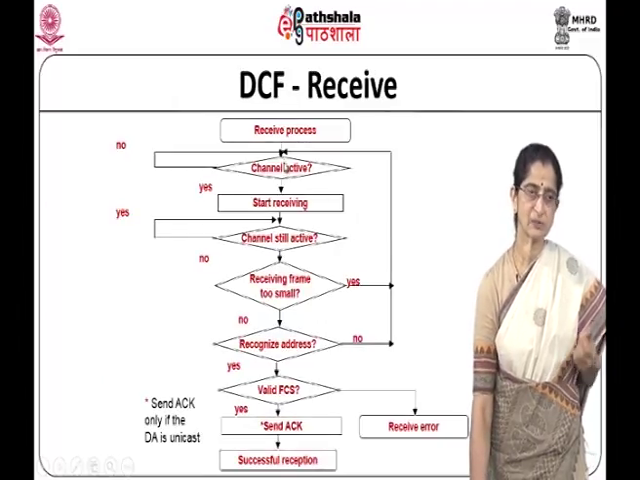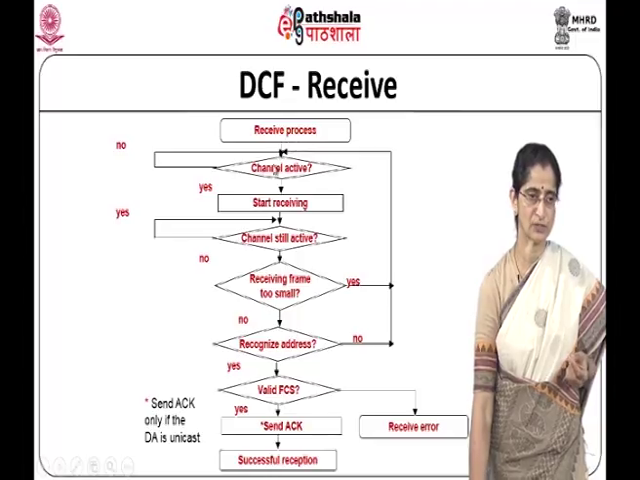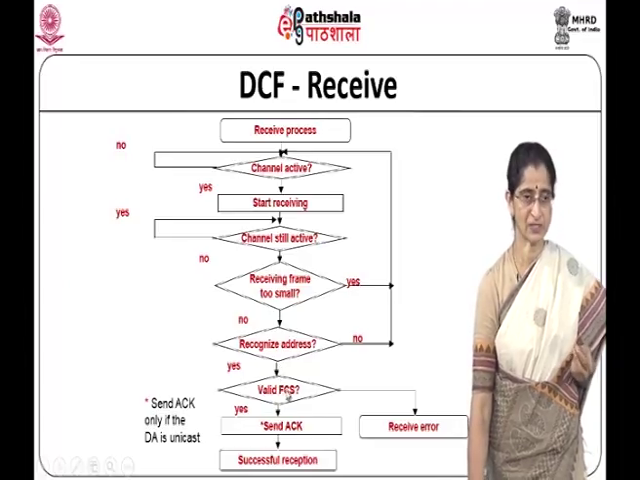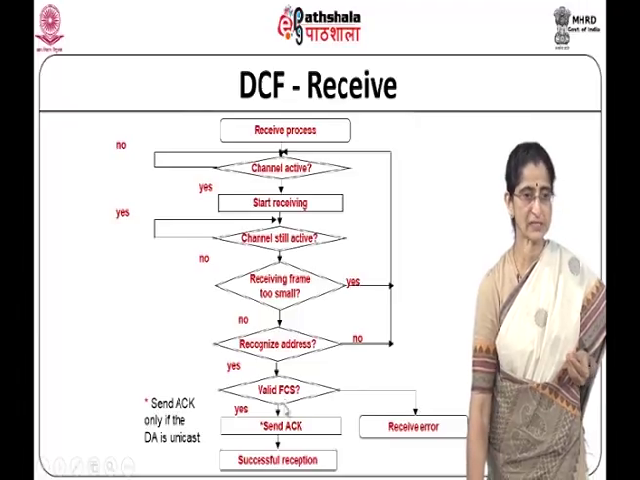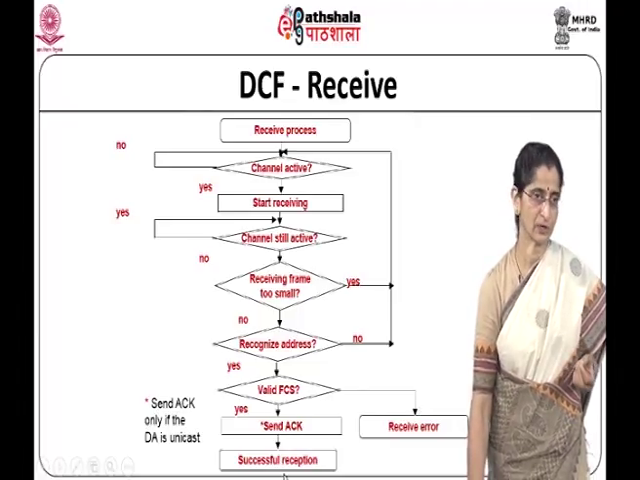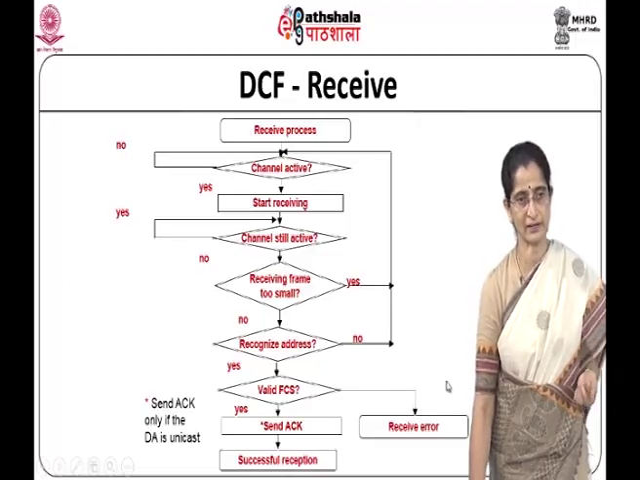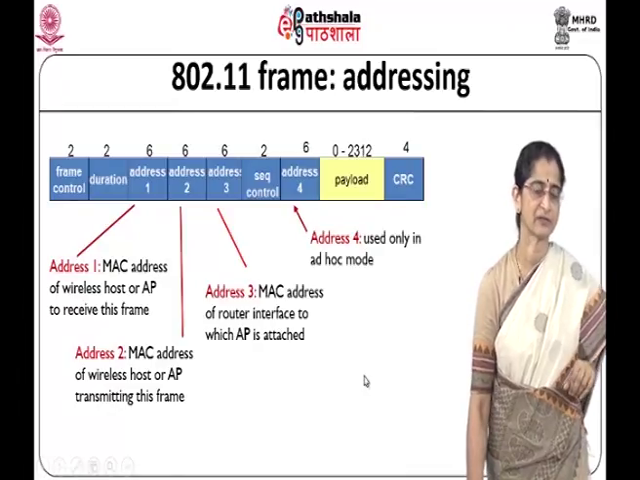On the receiver side, similarly you check whether the channel is active, you start receiving. If it is still active, you continue receiving. If the receiving frame is too small, then you know that something is wrong, so you go back to channel active. If you recognize the address, yes, fine, otherwise you go back again. And then you check whether it is a valid FCS, if it is a valid frame, then you continue, send the acknowledgement, and your reception is successful. Otherwise, you will have an error, so you indicate that there is an error. Okay, this is the structure that we have in DCF.